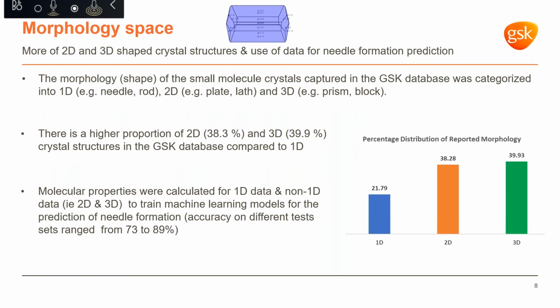So based on molecular properties of an API, we aim to predict whether a needle would be formed or not. And the benefit of this predictor tool is that we can predict needle formation earlier in the pipeline, before obtaining any crystal structure of an API.